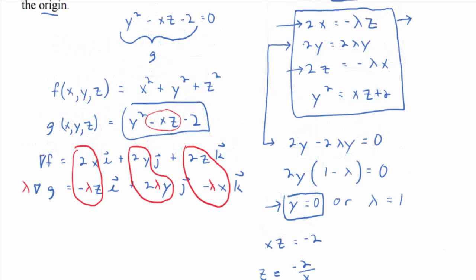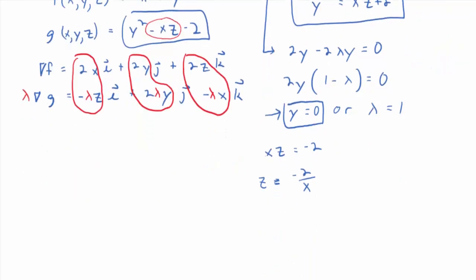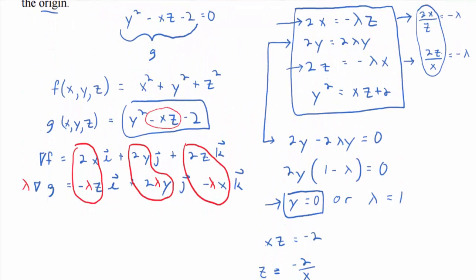So let's take the first and the third equation. I don't know if this is going to work. If not, I'll have to try something else. But I could say 2x over z is equal to negative lambda, right? And then I could do the same thing in the third equation and say that 2z divided by x is equal to negative lambda. So these left-hand sides are equal to each other, aren't they? So 2x over z equals 2z over x. That should tell us something, under this assumption that y equals 0.